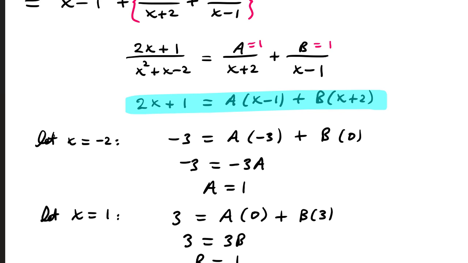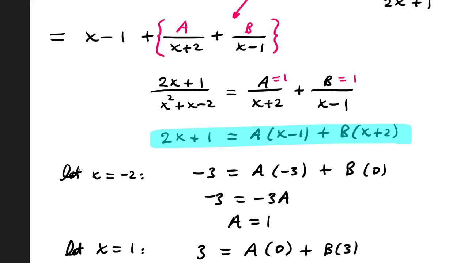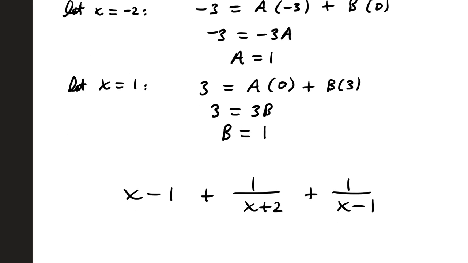So that fraction can be broken into 1 over x plus 2 plus 1 over x minus 1. Now, don't forget, we also had a quotient of x minus 1. So completely broken down, our fraction in the beginning is equal to x minus 1 plus our 2 decomposed fractions from above.